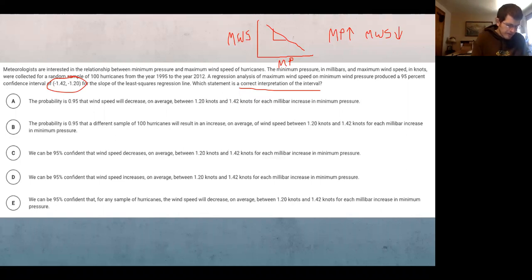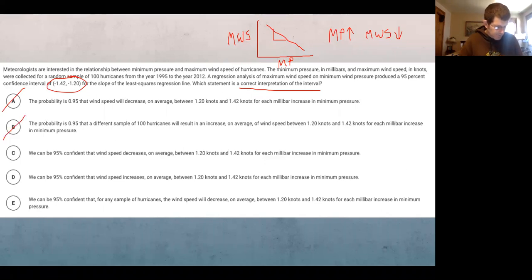So the probability is 0.95 that wind speed will decrease on average between... This is not a correct interpretation because there is a true value that exists somewhere out there. And it's not a 95% probability because it either does or it doesn't. What we're saying is that if we had a lot of confidence intervals, we would expect it to be captured 95% of the time.